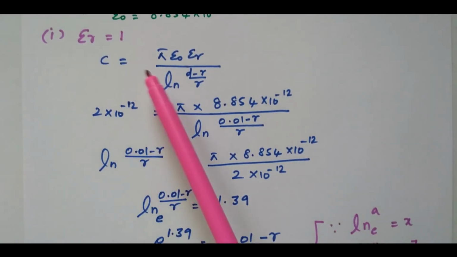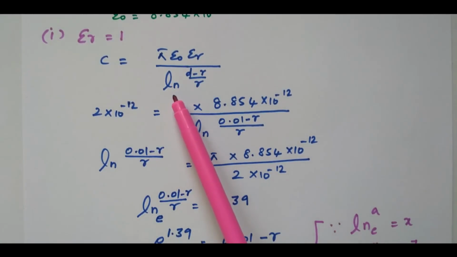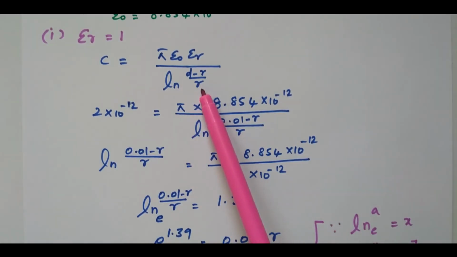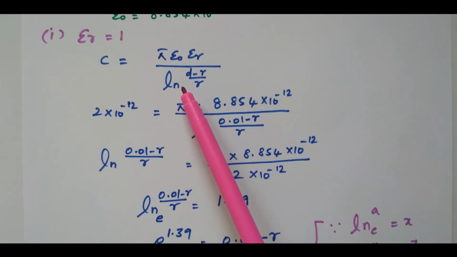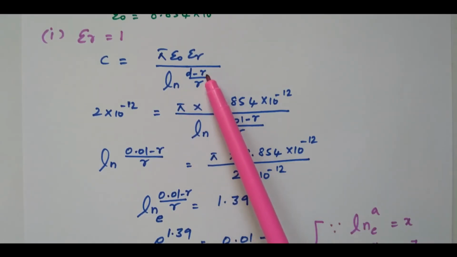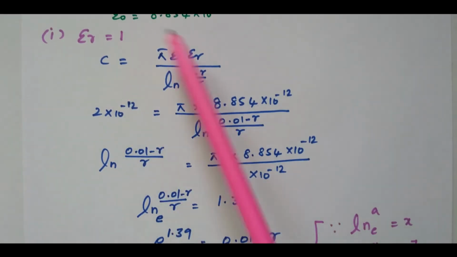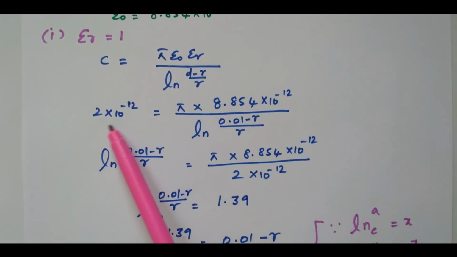C equal to pi epsilon naught epsilon r divided by log d minus r by r. So just now we got the derivation, capacitance of a two-wire transmission line. So this r is the question. We need to find what is the size of the wire. Size of the wire means radius of the wire. Other data are available. Capacitor is available.